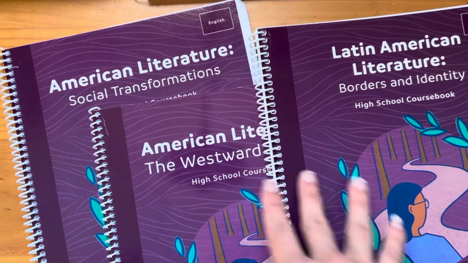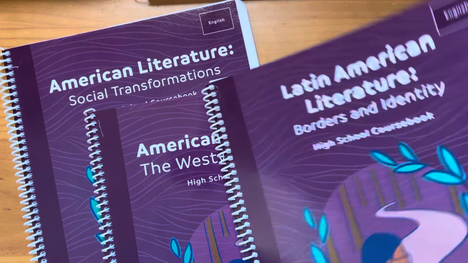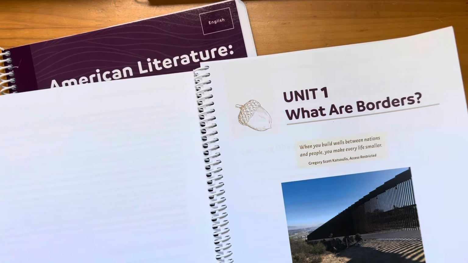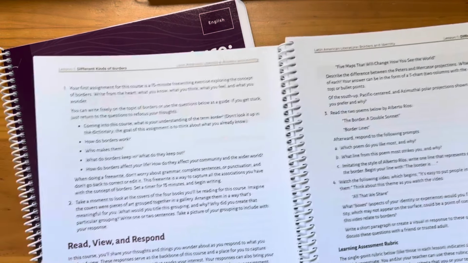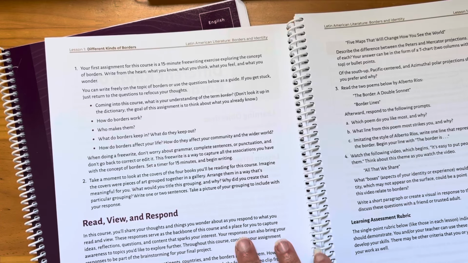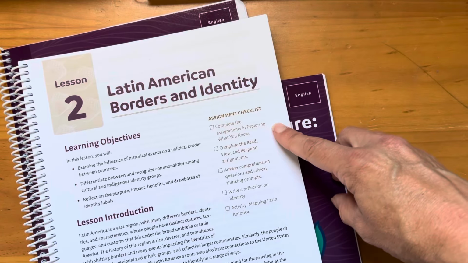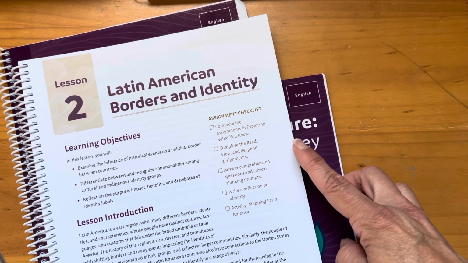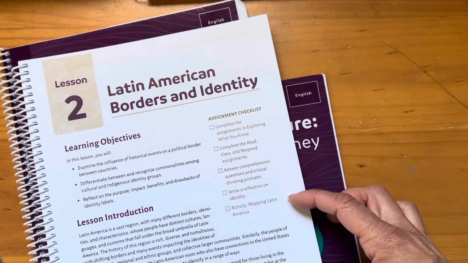She has already read all of the books because she is a prolific reader, but I don't have an example of the writing to show you. I have shown this in our curriculum picks. You have all different sorts of writing prompts that the students are doing. Let me see if I can find it. Here's an assignment checklist: complete the assignments in exploring what you know, complete the read, view, respond assignments, answer comprehension questions and critical thinking prompts, write a reflection on identity, and then you have an activity, which is mapping Latin America.